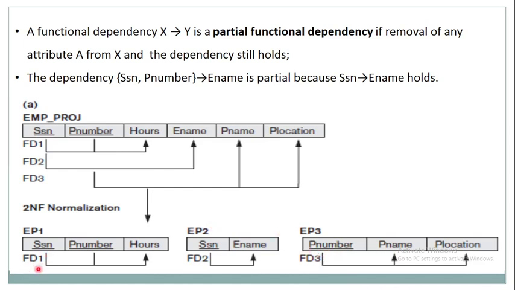As you can see, hours is fully functionally dependent, employee name is fully functionally dependent on SSN, and project name and project location are fully functionally dependent on the project number. So this is how we converted a table into second normal form, just by decomposing it based on the functional dependencies.